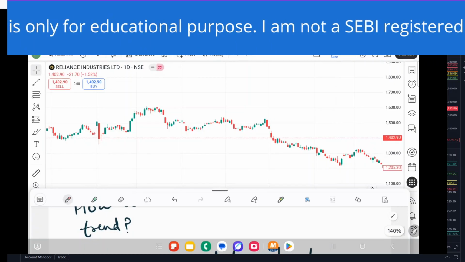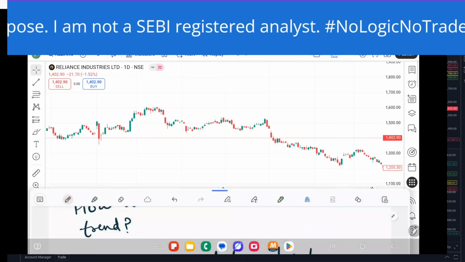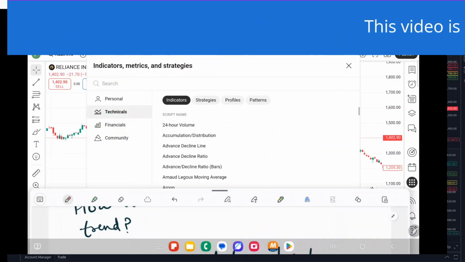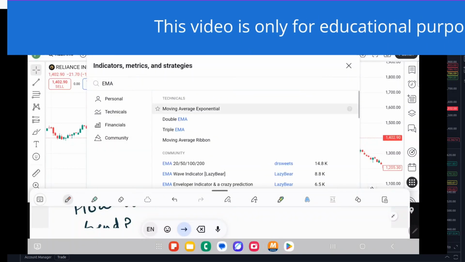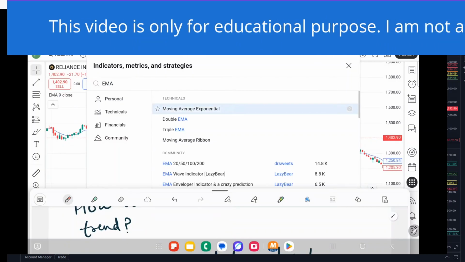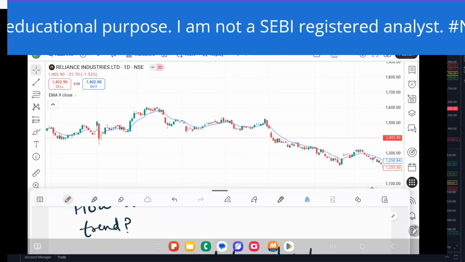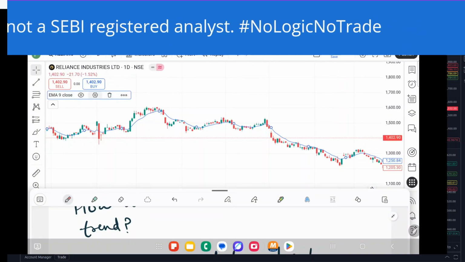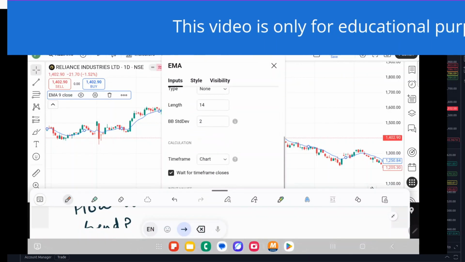So here we see this is our Reliance chart in TradingView. First we need to go to indicators and search EMA. We will find moving average exponential. We select that and then we see it draws a line. By default, EMA is for a 9 period. We can change it by selecting this and going to settings. So we can set it to EMA 20 and we are done.